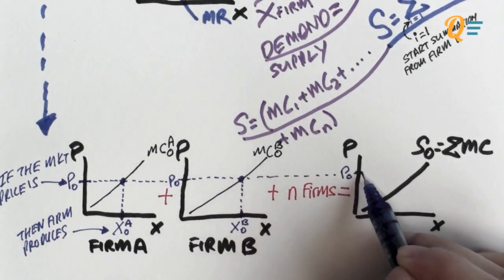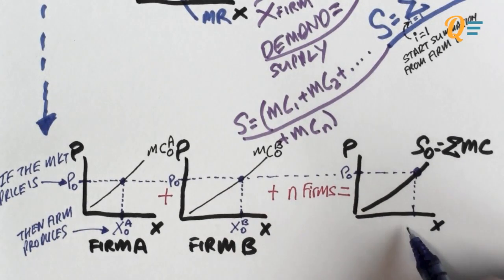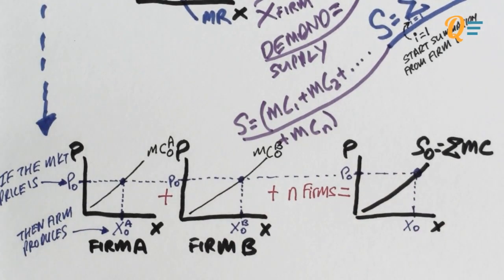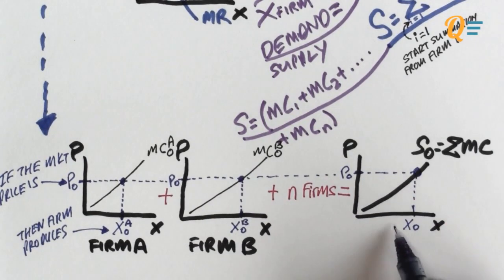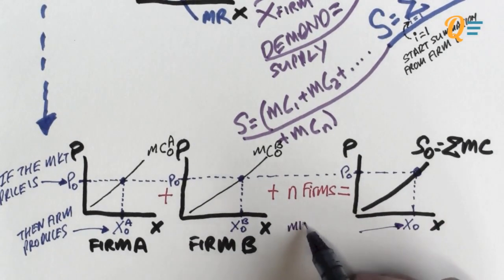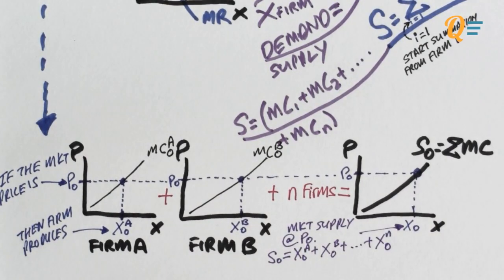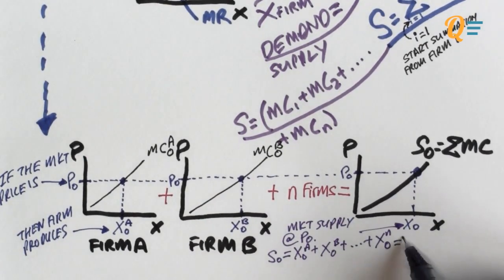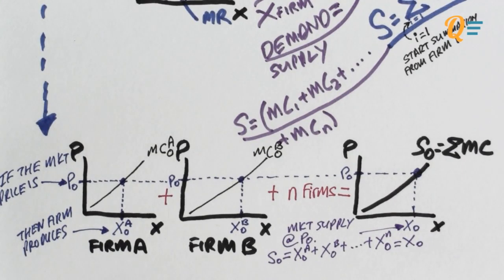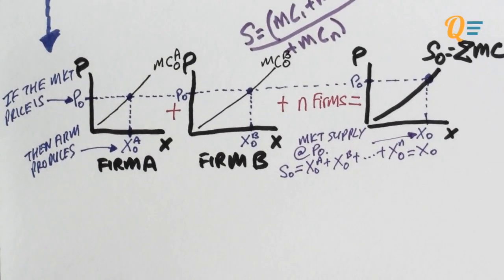And at the price of P naught, the total supply in the market is going to be X naught, as you can see in the graph there. To explain this in a proper sentence, the market supply at the price of P naught is S naught equals X naught A plus X naught B plus X naught C, and so on, all the way to X naught N, and that gives me X naught. X naught is the total supply of the market given the price of P naught.